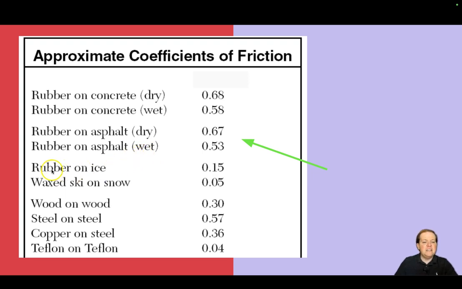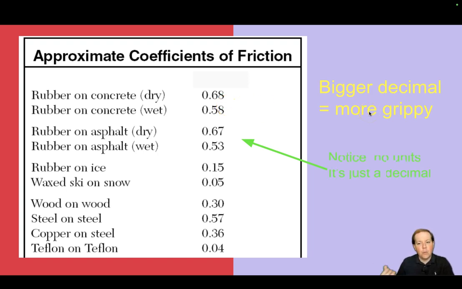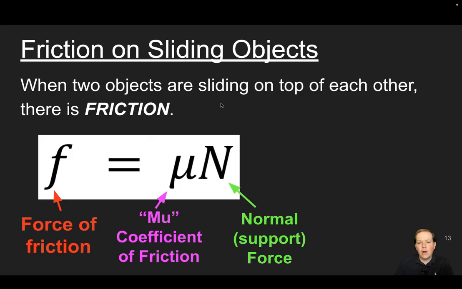Look down here. If instead of being on concrete, imagine we were trying to walk on some ice. Whoa. The decimal got a lot smaller. It was 0.68, now it's 0.15. Again, smaller decimal means less grippiness. So as you could see, if you're on ice, you don't have as much grip. The bigger the decimal, the more grip, probably the more friction that you have. There's no units here. There's no measurement. These are just decimals. And again, you're not expected to memorize these. On a problem, it would say, oh, the coefficient is 0.68. Or maybe you're asked to calculate it, but you do not have to memorize any of these numbers.